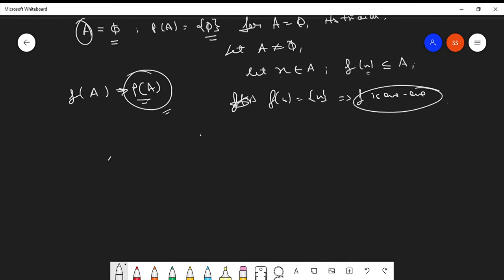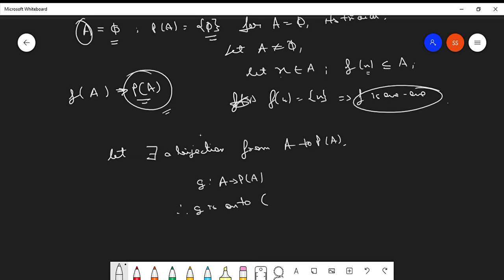So we are going to use proof by contradiction. Let there exist a bijection from A to its power set. So let g be the function from A to P(A). Is this portion clear? Now see one thing. Since g is bijective as assumed, g is onto.